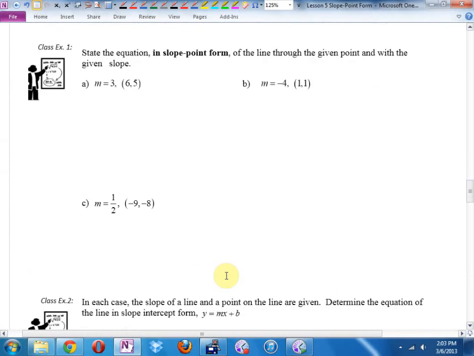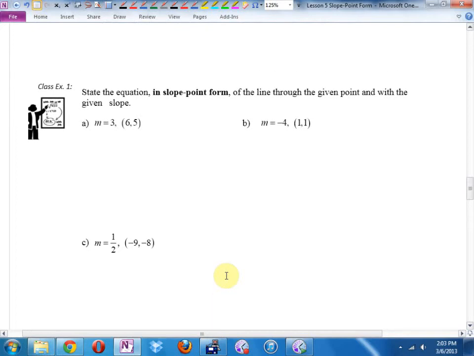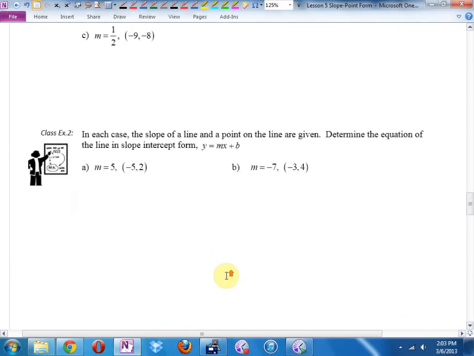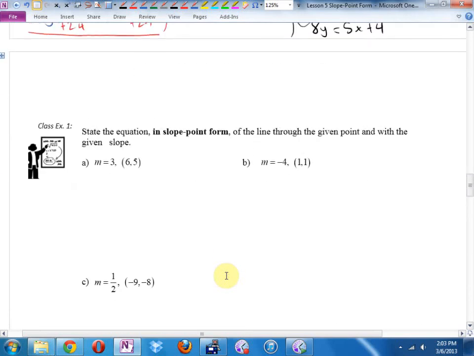Next page. Did you all just turn the page? Well, that's convenient. At the top of the page, let's write down our new form.